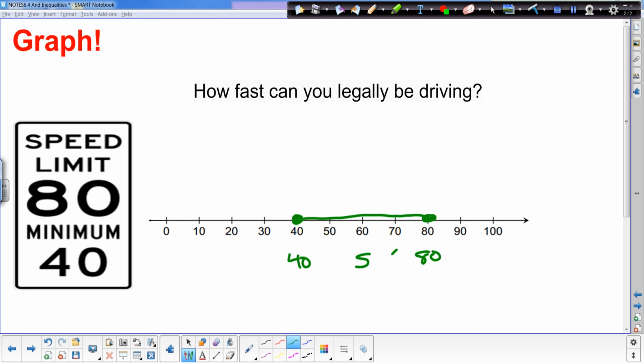Our speed has to be less than or equal to 80, and our speed has to be greater than or equal to 40. This is one way to write a compound inequality. That's an and. Another way to write it is simply this: our speed is greater than or equal to 40, and our speed is less than or equal to 80. These two things mean the same. So you need to get used to both ways of writing. Let's look at another one.